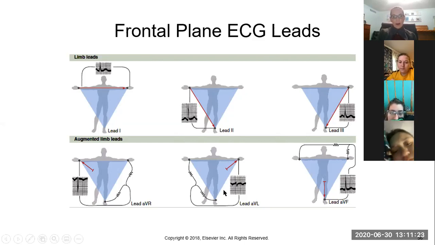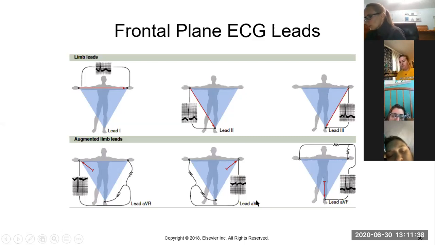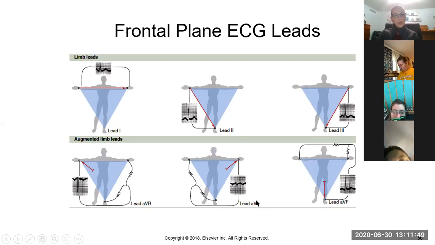Then you've got the augmented limb leads. This is where you have AVR, AVL, and AVF. Let's see if you can follow this in your book. I think it's in there. Yeah, so we're kind of on page 131 in your book. AVR, let me go to the next screen. I think it'll be easier. Hold on a minute.